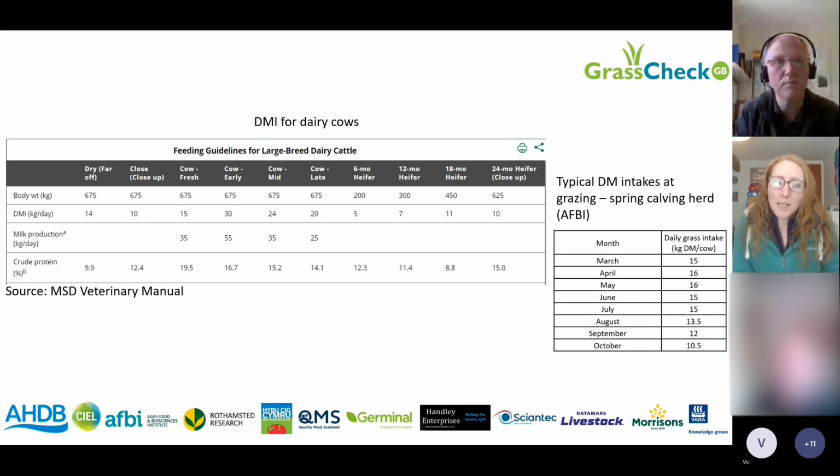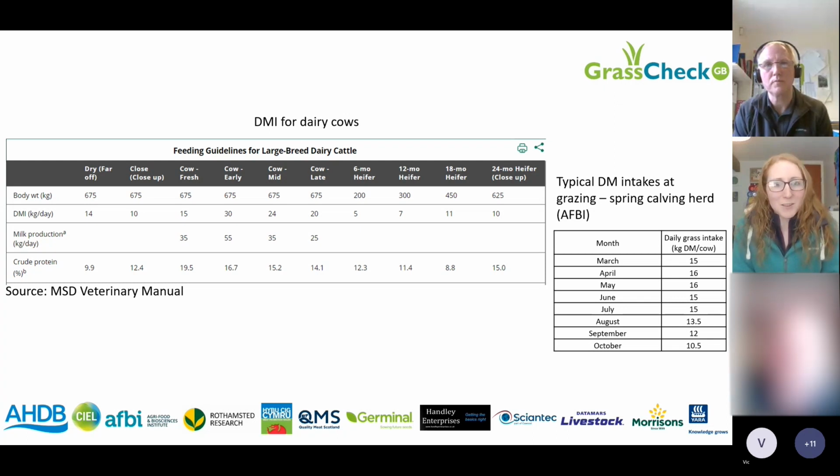This is dry matter intake for individual animals over a 24-hour period. So this is the total amount of feed that they're going to need to take in to meet their production requirements. What we see in the beef and sheep systems is that it's very easy to meet production from grass through most of the year. For the dairy cows, supplementation is pretty much a given.